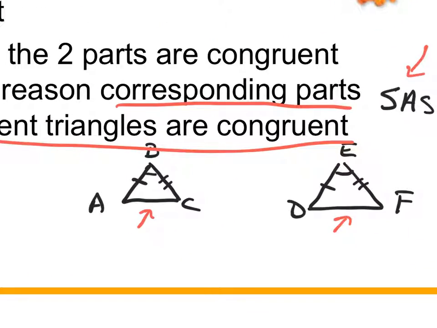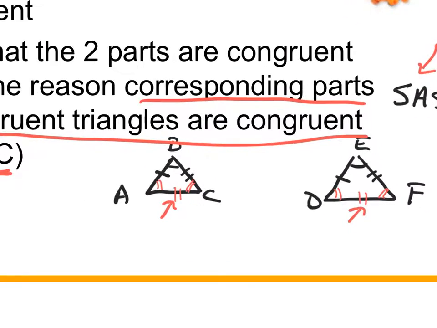Notice here that this angle down here would automatically be congruent to that one because the triangles are already congruent, so all their parts match. This one down here would be congruent to this one, and this final side down there would be congruent. So we don't need to go through all those steps. Once you know that two triangles are congruent, we can just say that those other parts that match up are also congruent by CPCTC.